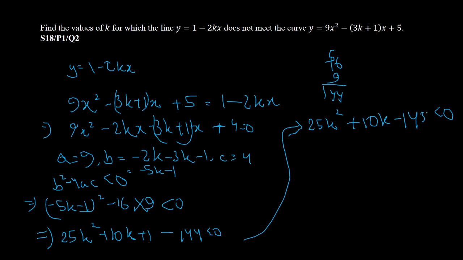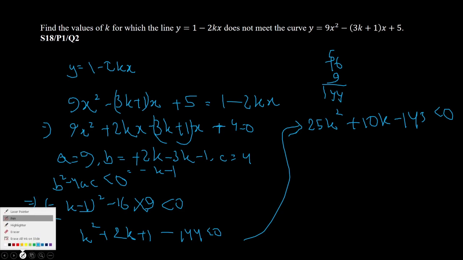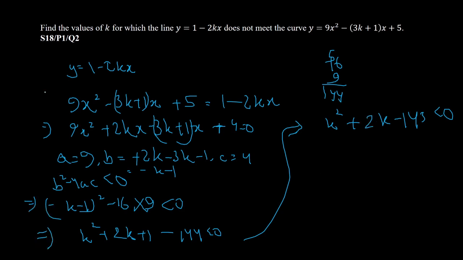So that's actually a weird value here, isn't it? So probably I've made a mistake here. Yeah, actually I've made a mistake. It's going to be plus 2k, so therefore it's not going to be minus 5k, it's going to be just minus k. Then we actually have here just k square plus 2k minus 143.